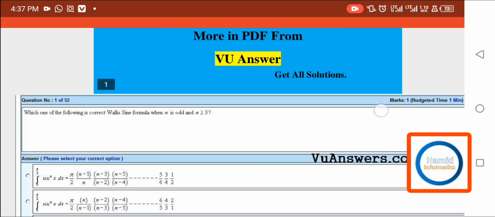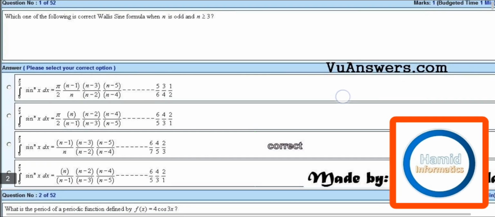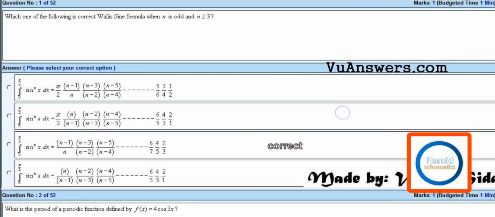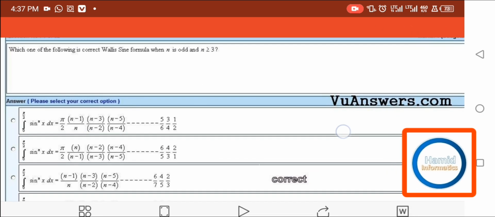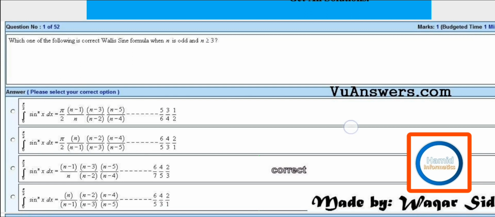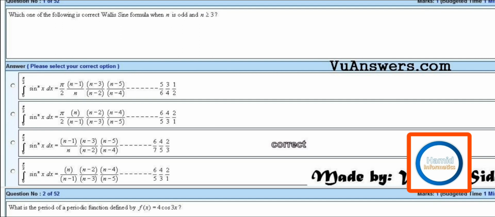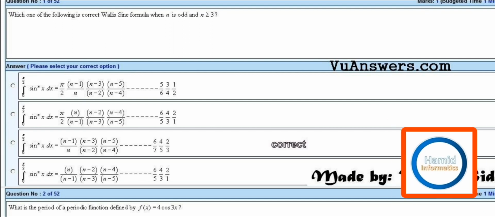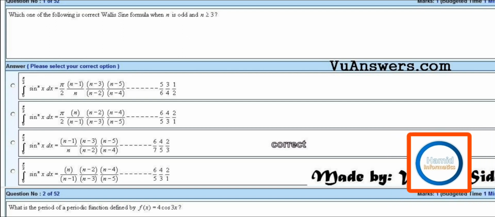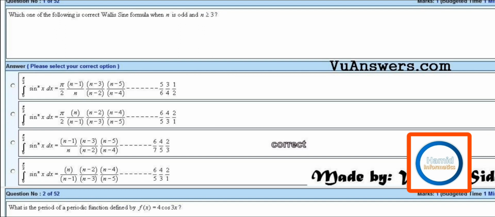So let's start. First question is, which one of the following is correct? Wallis sign formula when n is odd and n is greater than or equal to 3, and the answer is question third one. Integral 0 to pi by 2 sine power n x dx is equal to n minus 1 divided by n, n minus 3 divided by n minus 2, n minus 1 divided by n minus 2, dot dot dot, 6 by 7, 4 by 5, 2 by 3.